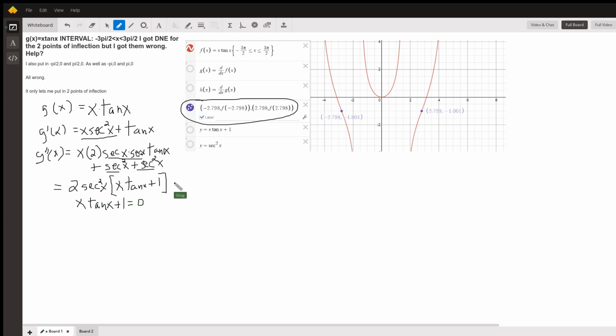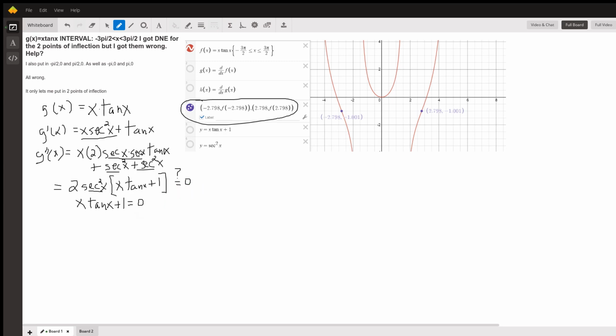And I want to know, when does this equal 0? Because that's where I have possible points of inflection. Well, secant squared is never equal to 0. So we have to answer the question, when does x tangent of x plus 1 equal 0? I think I can only do that with a graphing calculator.